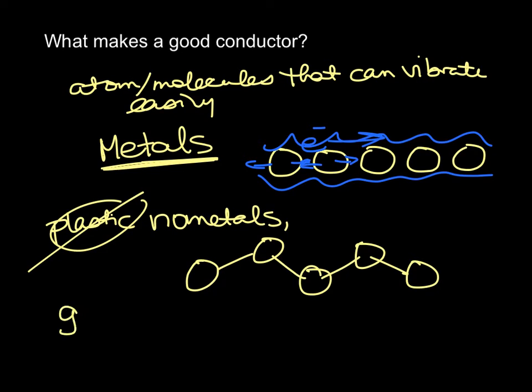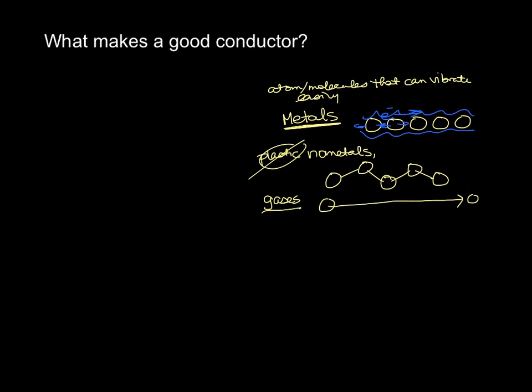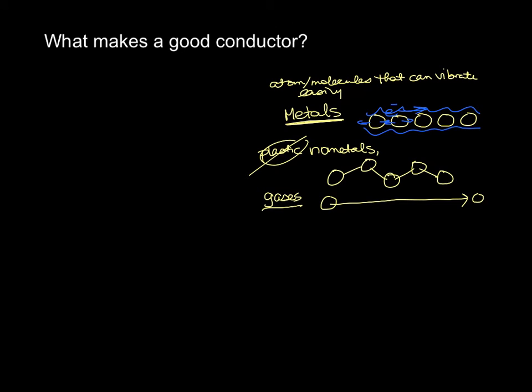gases. Gases are horrible, horrible conductors, because I've got this gas molecule, and then way over here I've got another gas molecule. So this guy's got to go like forever before he can even find somebody to collide with to transfer his energy. So gases are the worst conductors. And a vacuum is an area where we have actually no molecules. Guess what? Not a good conductor.